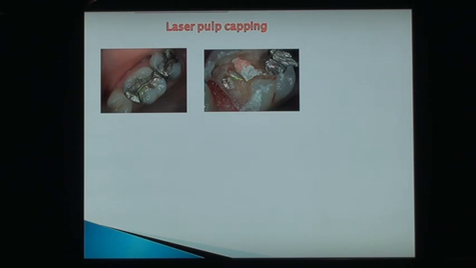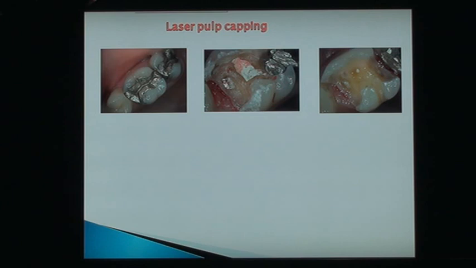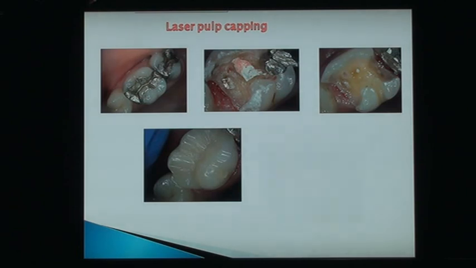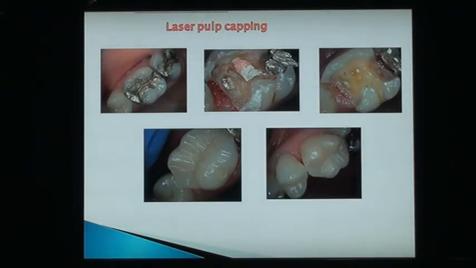Here we have exposure. As we mentioned before, when we use laser, the area will be really clean and sterile. We make laser pulp capping by using glow setting. You can see the results immediately. Finish the case, and case will be for follow-up. This case since 1 year and until now, no symptoms, and the pulp vitality test is still positive.